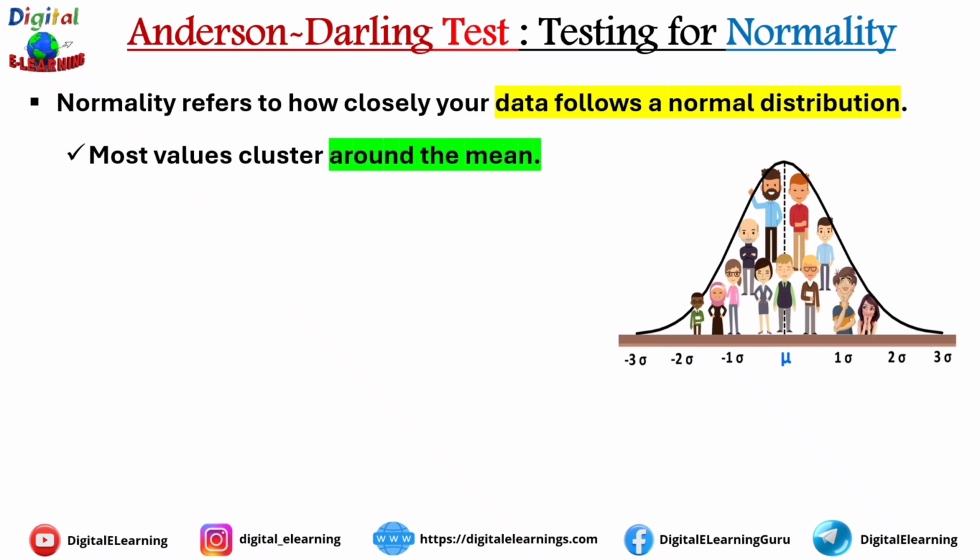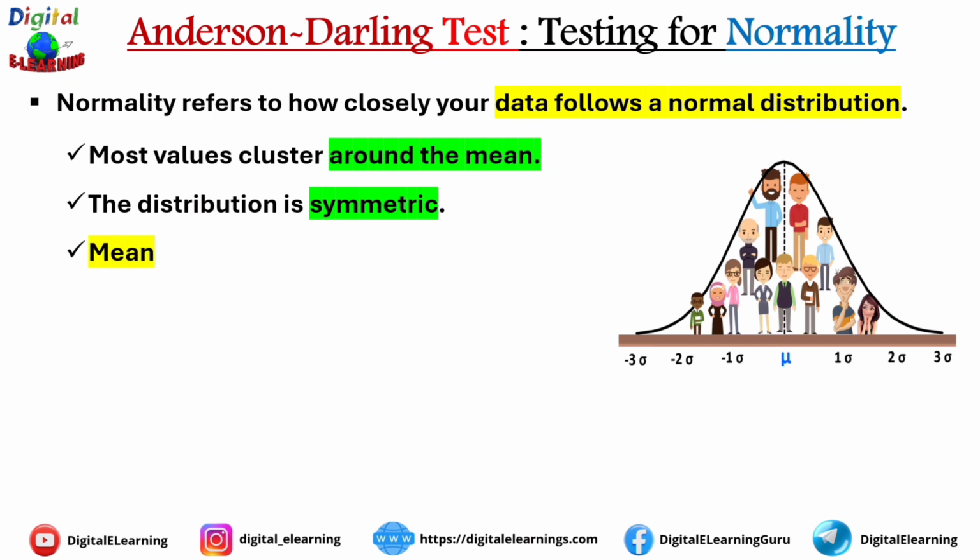Most values cluster around the mean. That means your data is concentrated in the center. It is neither left nor right. That is our next point. Distribution is symmetric. That means the left side will always be the same as your right side. Mean, median, and mode, they all will be the same. So all the key averages will almost have the same value.